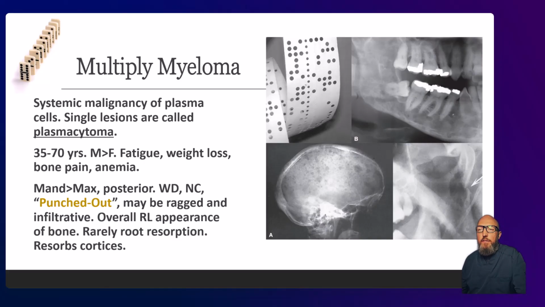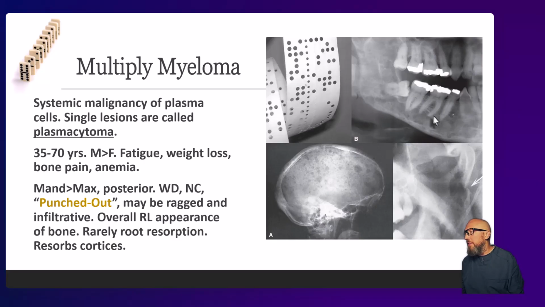Ages 35 to 70, males more than females. Clinically, this can cause fatigue, weight loss, bone pain, anemia. A lot of these bone or hematopoietic malignancies can do similar things. Posterior mandible more often than the maxilla. And then the radiographic term you really need to know is punched out. If I say punched out, this should be the first thing that comes to mind. Here's a piece of paper with these punched out holes. And that's kind of what you're seeing all throughout the mandible.